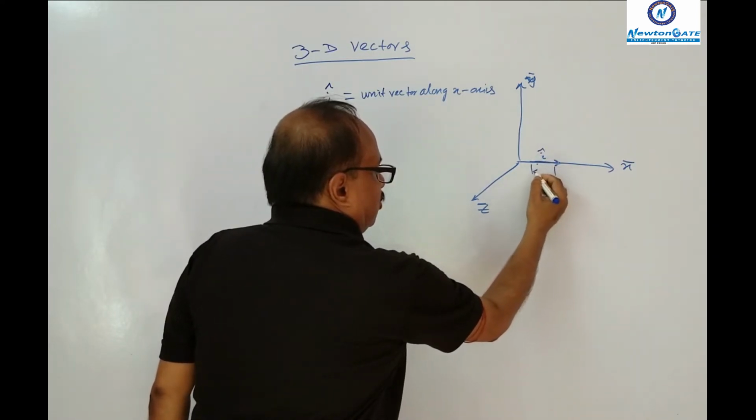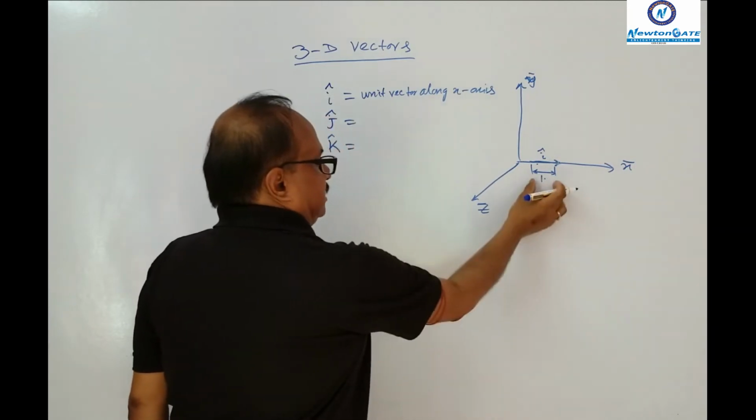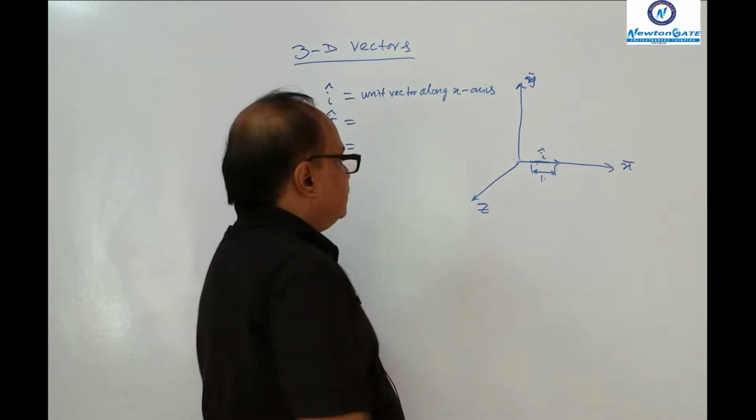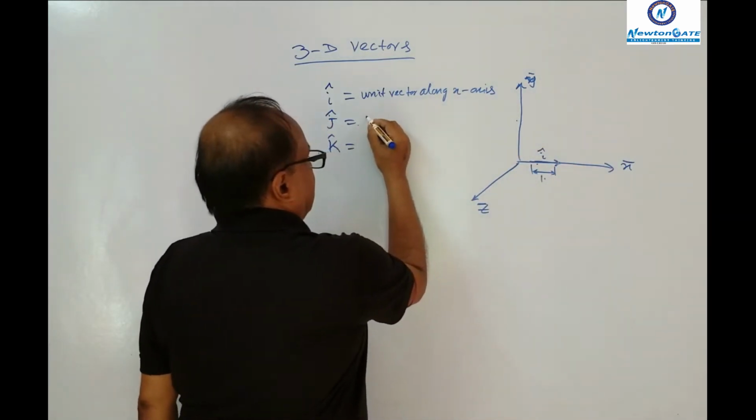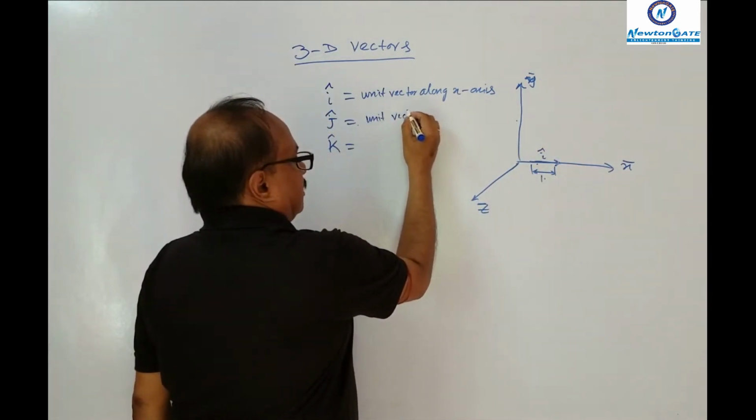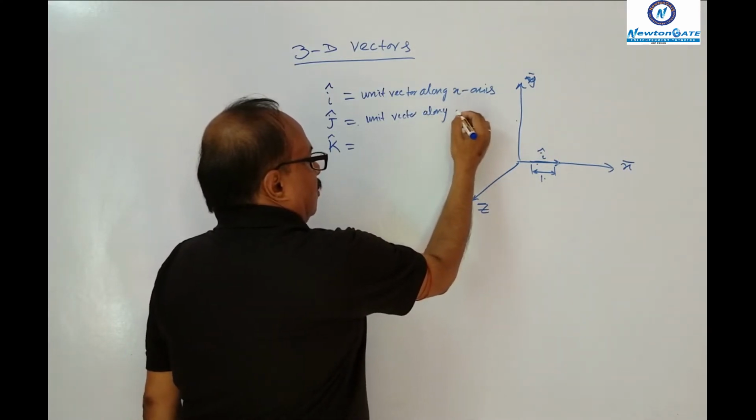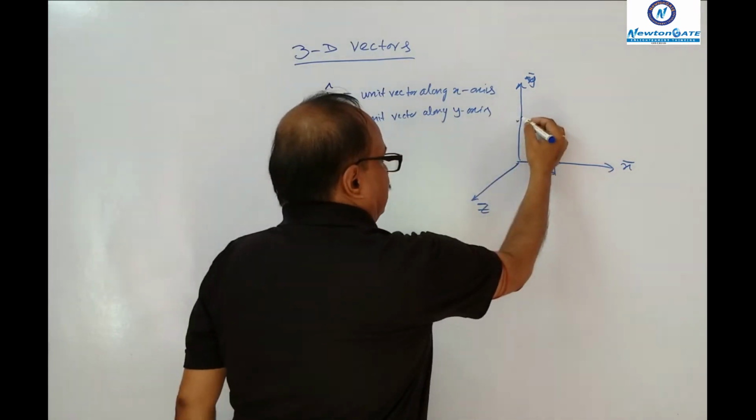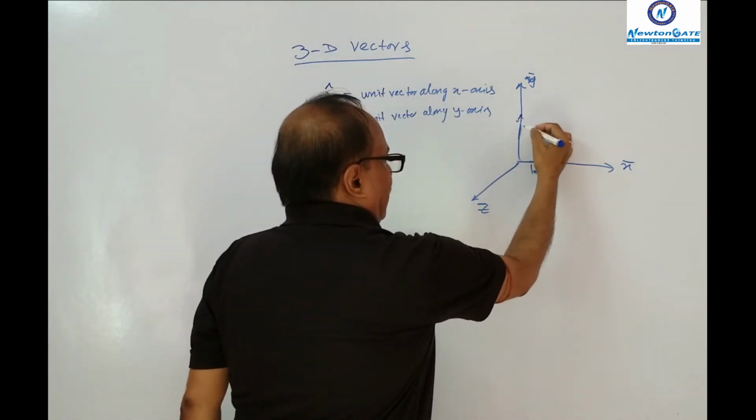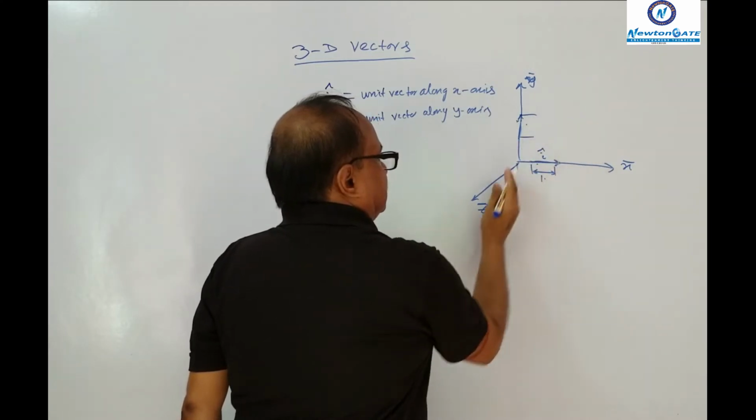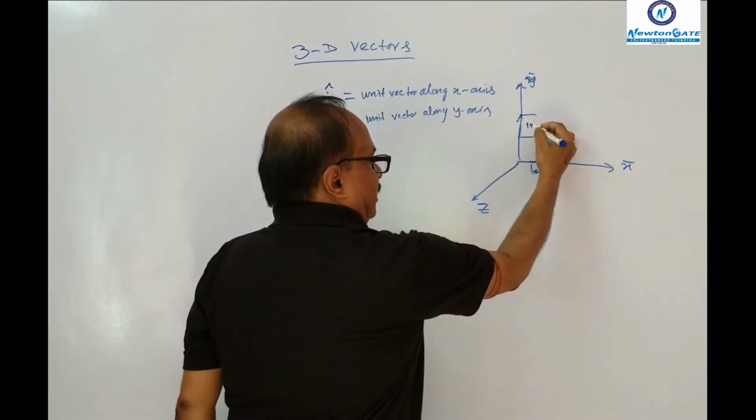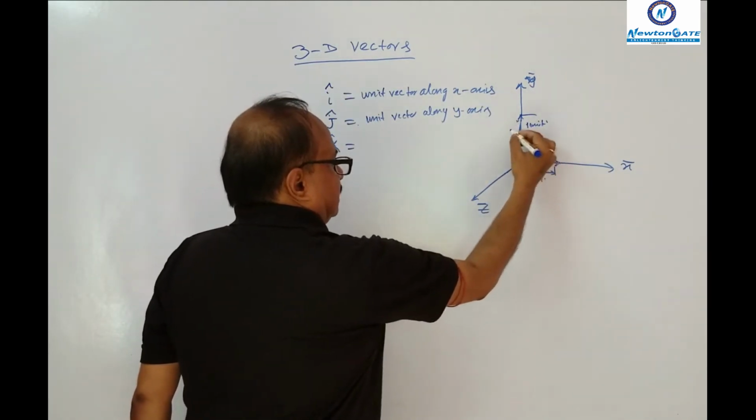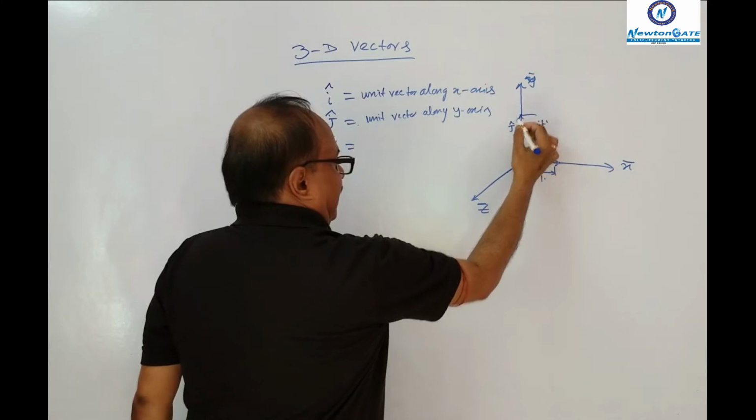This is your one unit over here. This length is one, and it is directed along the x-axis. Same way, j cap is a unit vector along the y-axis, with a direction along y and a magnitude of one unit. Same way, the z direction. This is your i cap, this is j cap, and this is your k cap.